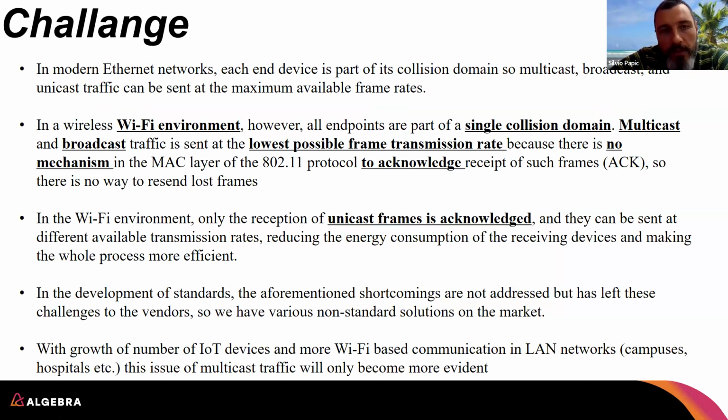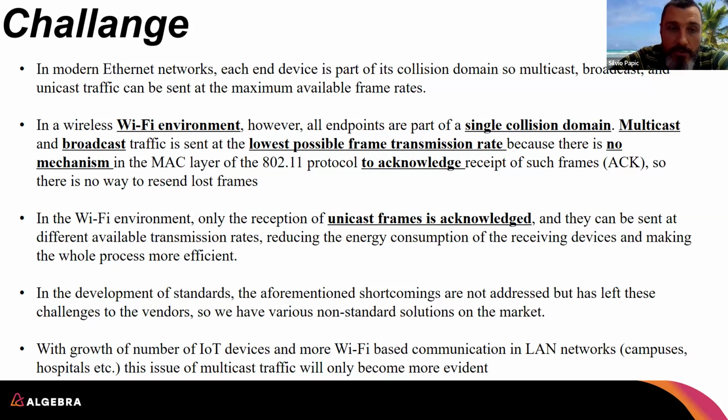So in modern Ethernet networks, each end device, each computer, is part of its own collision domain. So multicast, broadcast and unicast traffic can be sent at maximum rates. In a wireless environment, however, all endpoints are part of a single collision domain, which means that all the broadcast and multicast is visible by everybody. Well, this is by default. So this is a problem.